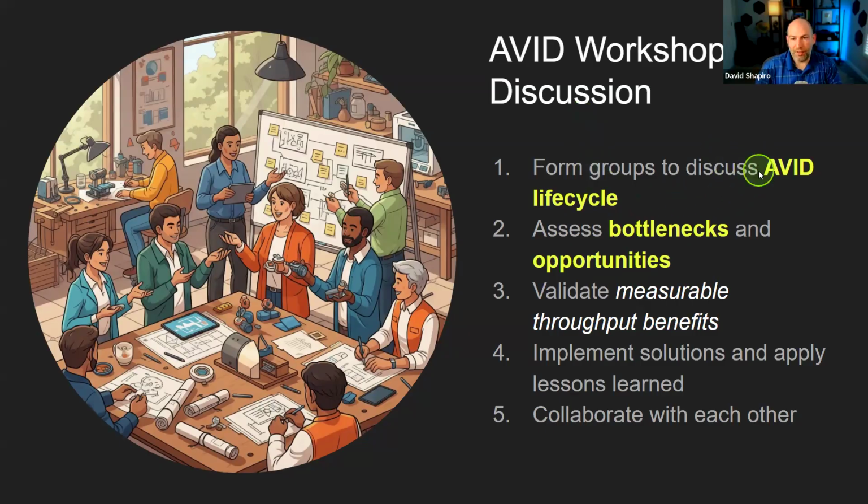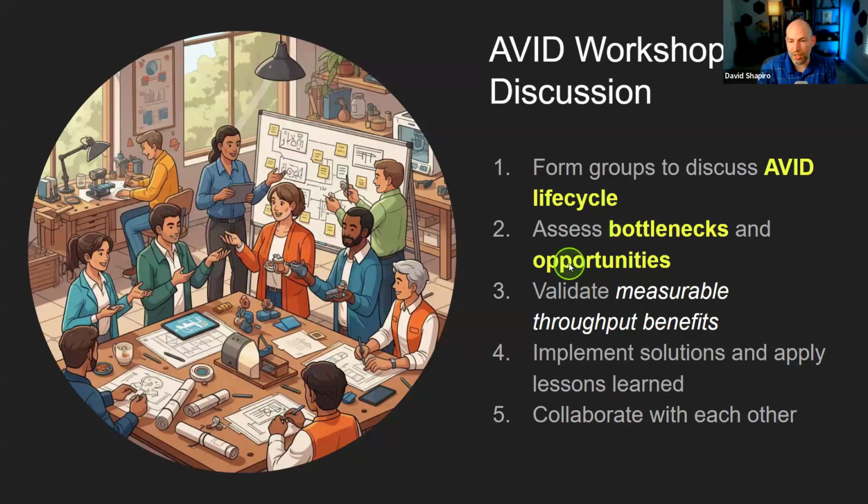First, discuss the AVID lifecycle. Just make sure you understand it, or ask questions of your smaller groups. The biggest thing you can do is look for bottlenecks and opportunities. So what are the bottlenecks in whatever you're responsible for, whatever it happens to be? A bottleneck is where money, time, effort, manpower, talent, or expertise is a constraining factor, and you say, can we use AI or automation to alleviate that bottleneck?